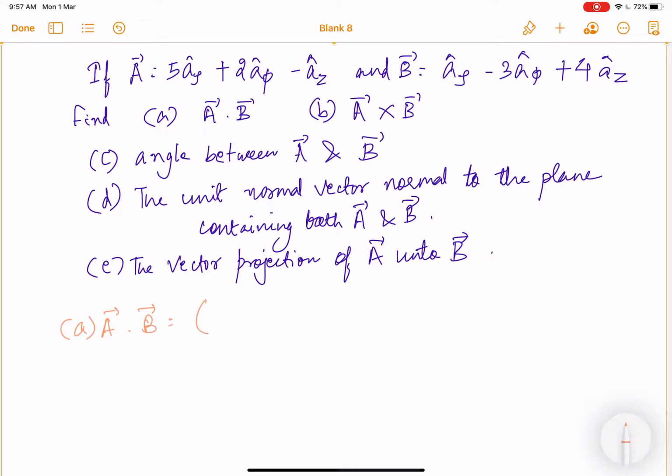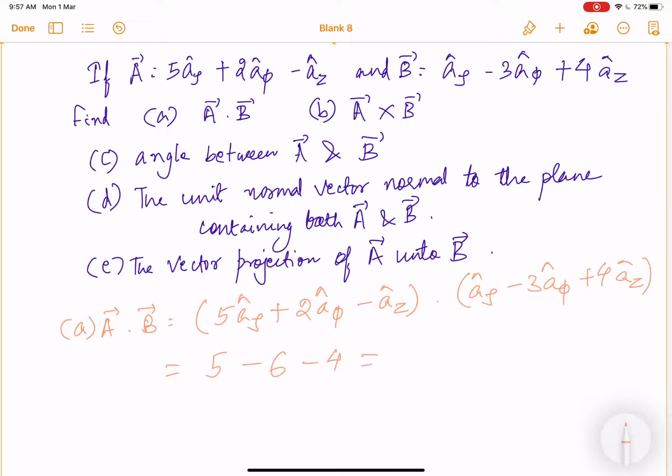Everything is given in cylindrical coordinates, so there is no need for any conversion. So just go for it. A dot (a_rho minus 3 a_phi plus 4 a_z). Multiply: this is 5, this is minus 6, this is minus 4. Just a_rho dot a_rho, the others all become 0. Then minus 10 plus 5, this is minus 5. So I got A dot B.